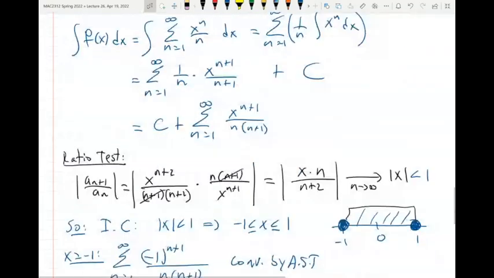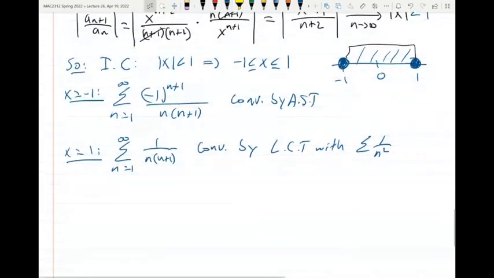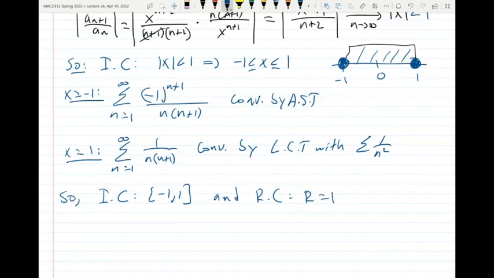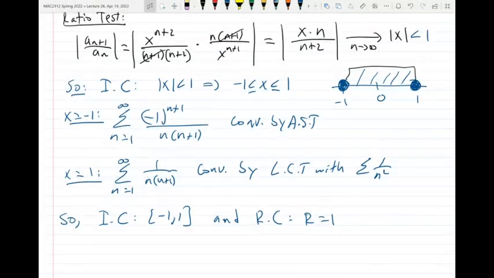So for this one, the interval of convergence is -1 to 1, this time with brackets on both sides. And the radius of convergence is still 1. Okay? All right. Questions? Do you understand this?